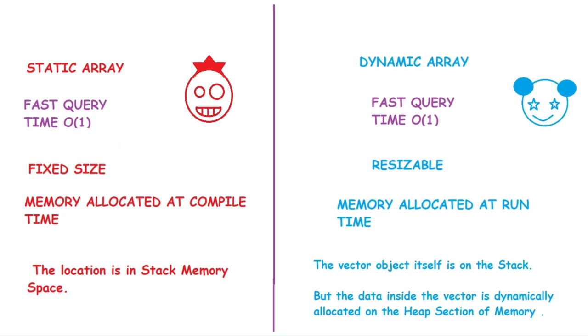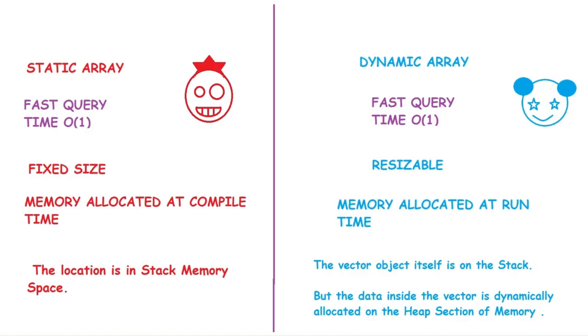In comparison of a static array and dynamic array, both have a very fast query time of O(1), but then the differences start to show. The static array is a fixed size structure, as you have seen before, whereas the dynamic array is a resizable structure. The size of the dynamic array can be doubled or grown by a factor defined by the programmers themselves.